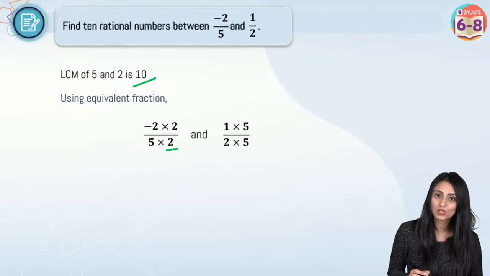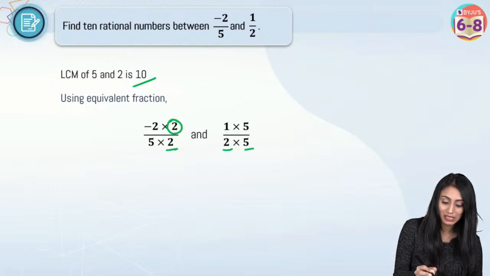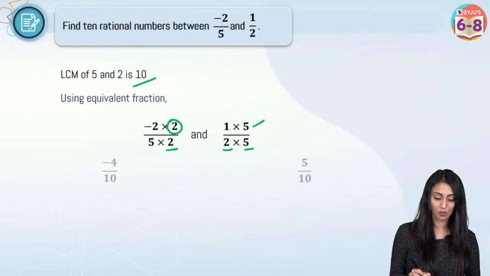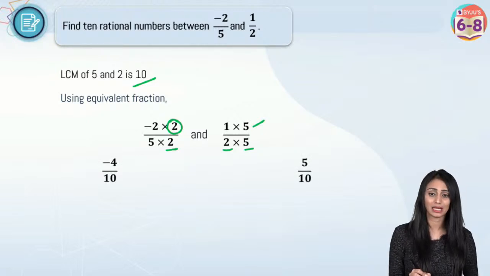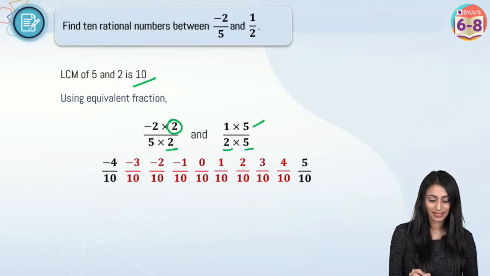So let's make the denominator the same. 5 times 2 is going to be 10. I'll multiply with 2 in the numerator also. Similarly, here I'll multiply by 5 to make it 10, so I'll multiply by 5 in the numerator as well. So what do I get? Minus 4 by 10 and 5 by 10. Now it's very simple to give all the rational numbers between these two rational numbers, right? Yes?